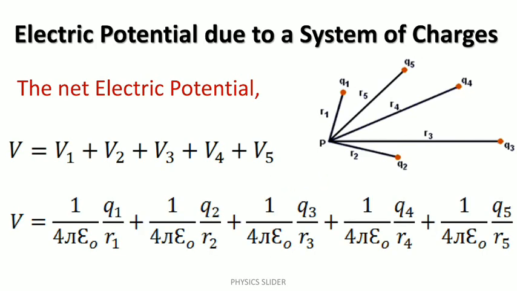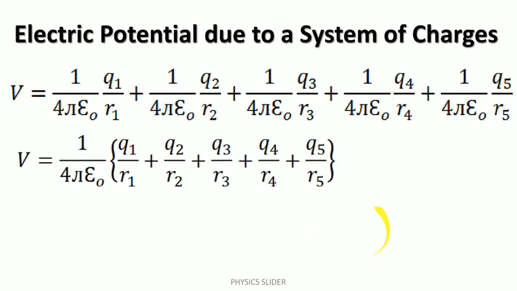All right, now put the values. The value of V1 we have taken as 1 upon 4 pi epsilon naught Q1 upon R1, because the charge is Q1 and the distance is R1. In the same way, these values: 1 upon 4 pi epsilon naught Q2 upon R2 plus 1 upon 4 pi epsilon naught Q3 upon R3 plus 1 upon 4 pi epsilon naught Q4 upon R4 and 1 upon 4 pi epsilon naught Q5 upon R5. We can take this 1 upon 4 pi epsilon naught from each term as common. So watch here, we have taken this 1 upon 4 pi epsilon naught as common and the rest of the terms are inside.